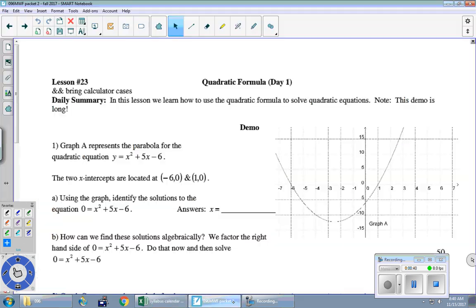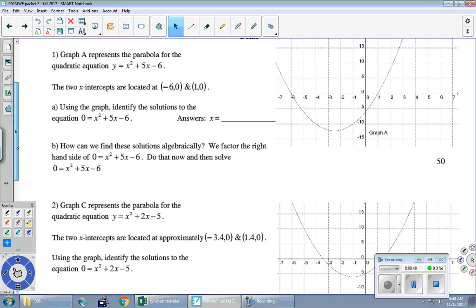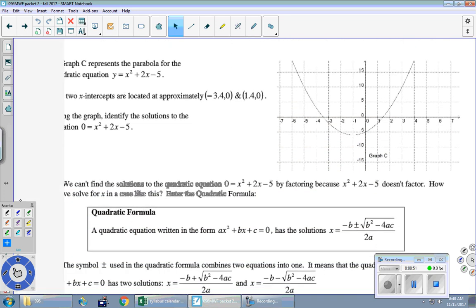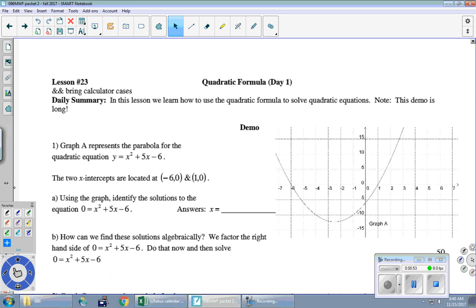Okay. Now let's jump in right here. In this lesson, we learn how to use the quadratic formula to solve quadratic equations. So we're going to skip number 1 entirely and just take a look at number 2. So let's take a look at 2.